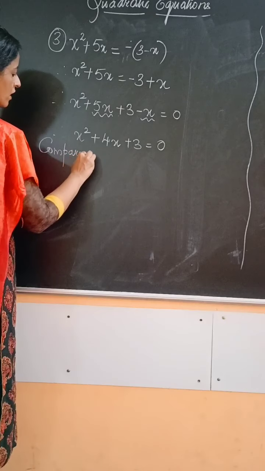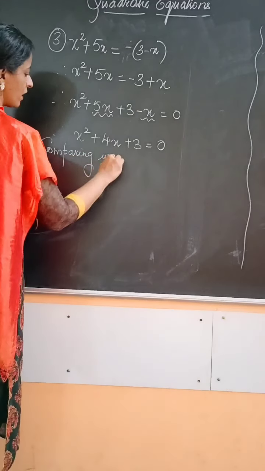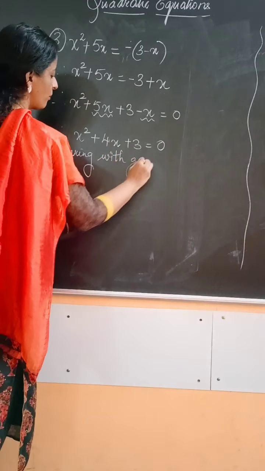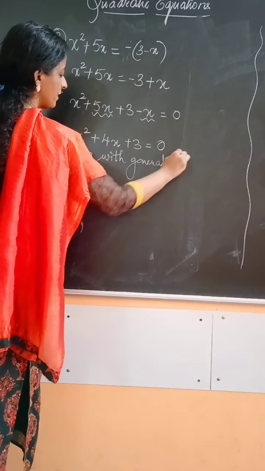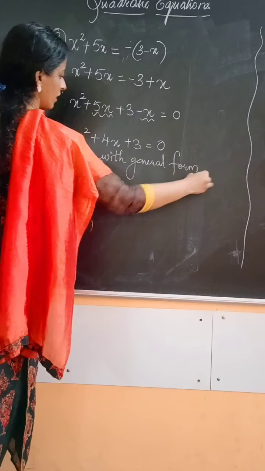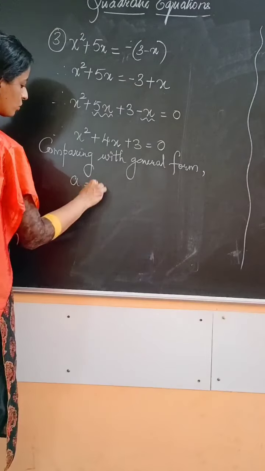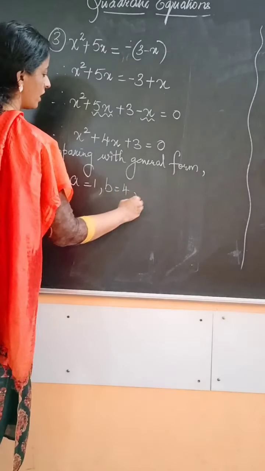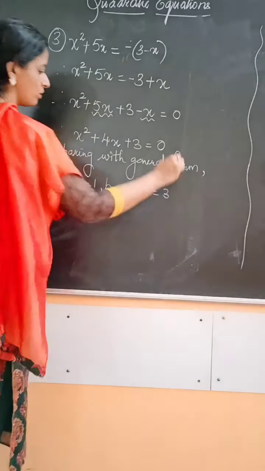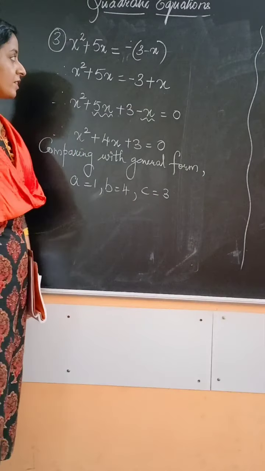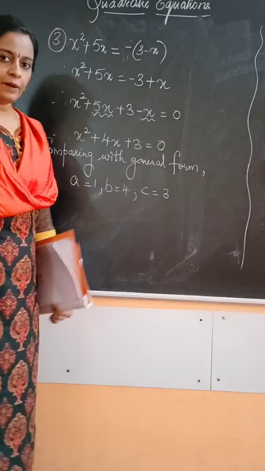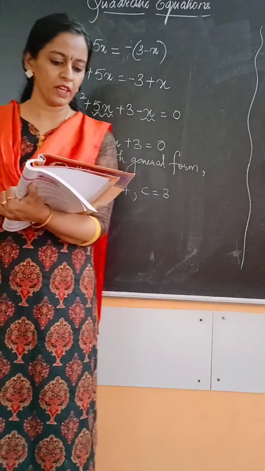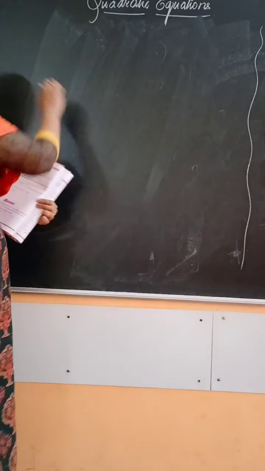Comparing with general form, what are you getting? A is equal to 1, B equal to 4 and C is equal to 3. That's it. Okay, so let's do the fourth sum now.